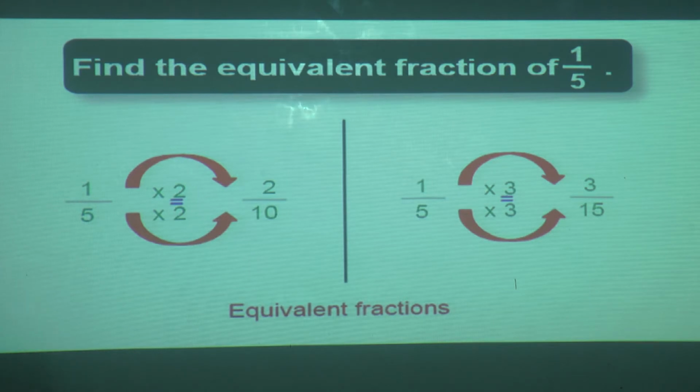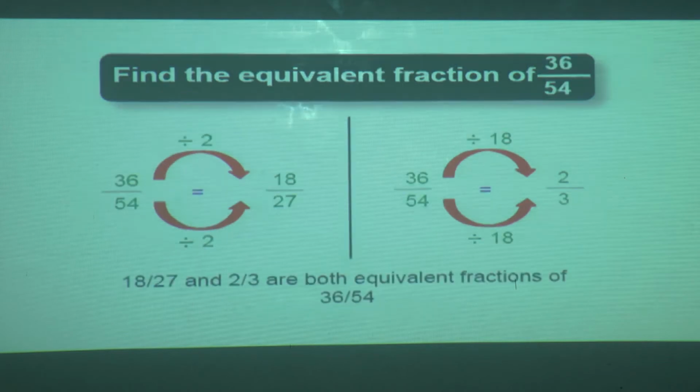Yes, you are right my dear student, because when you multiply by 4 you will get 4 1s are 4 and 4 5s are 20. So the next fraction will be what? 4 upon 20. I think everyone understood what is the meaning of an equivalent fraction. Now we will see with the next slide.